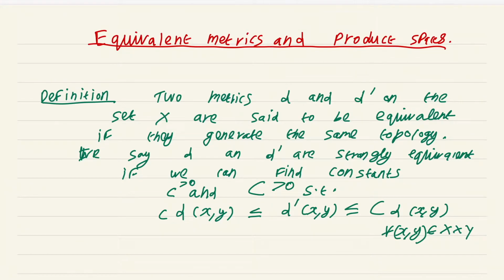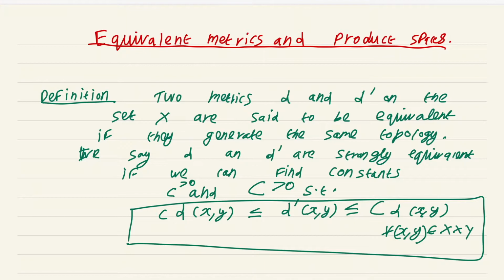So the notion of strong equivalence actually subsumes the case of equivalent metric spaces. That means if this condition is satisfied, then I ask you to show as an exercise that both D and D prime will generate the same topology. However, this notion of strong equivalence is in fact stronger, as the name suggests. To see that, work out this exercise.